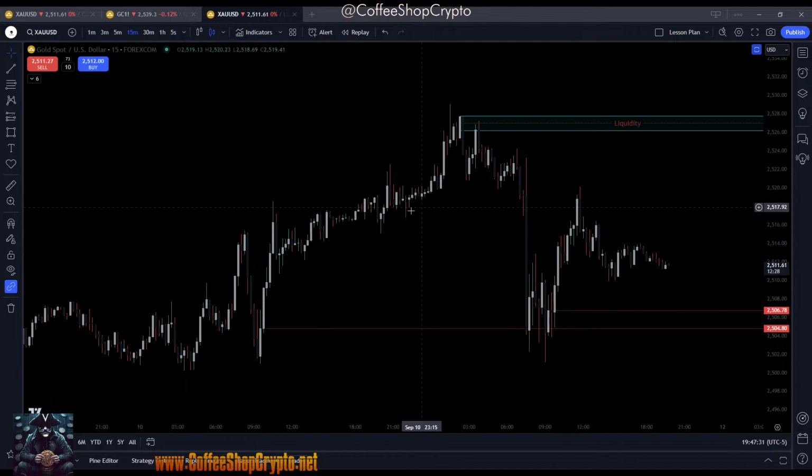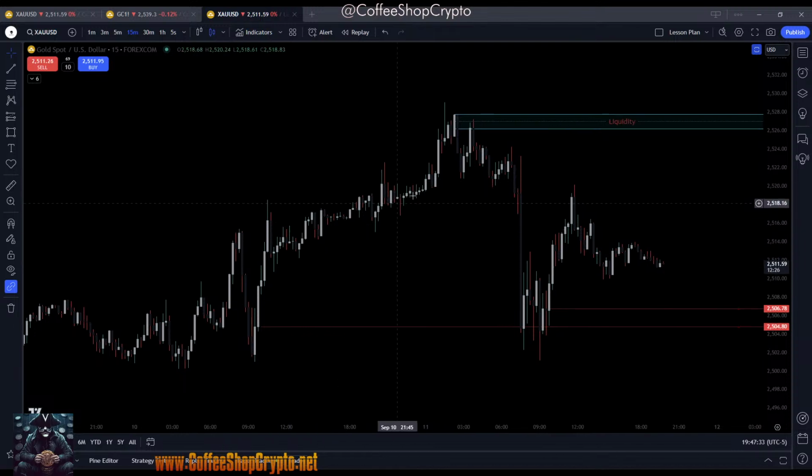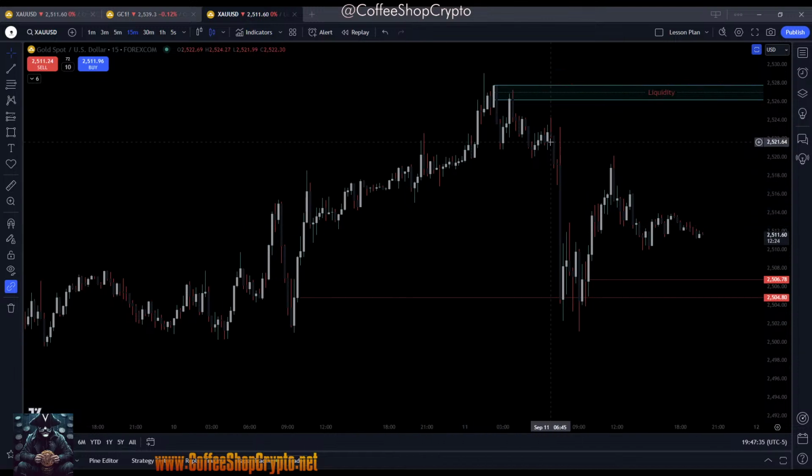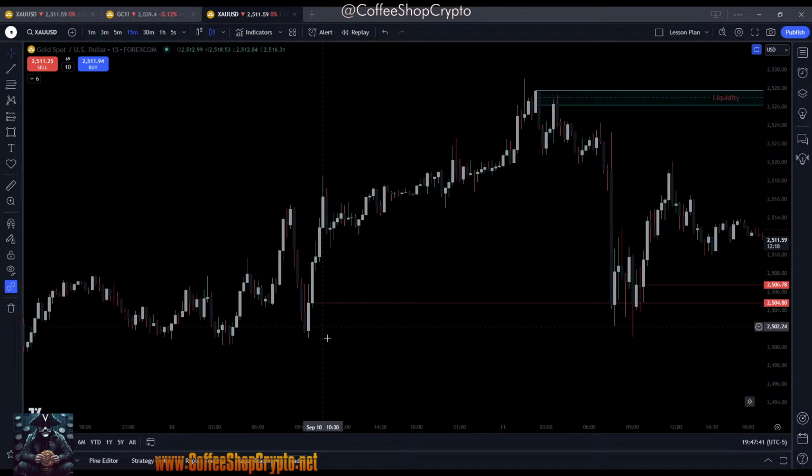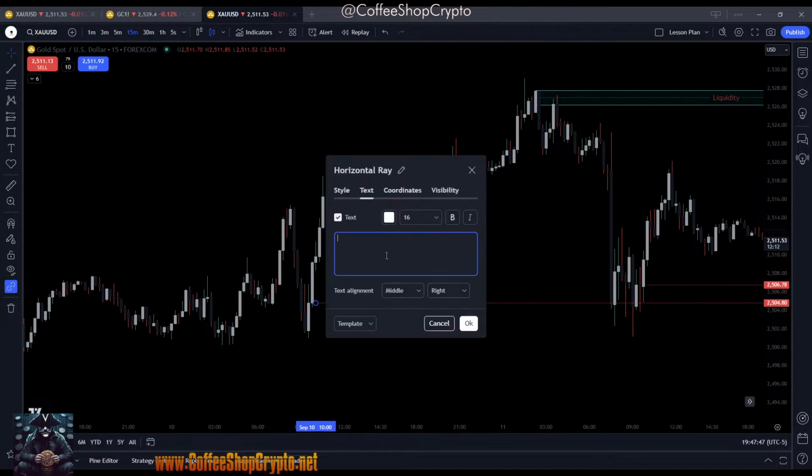I don't like any of this move. This is just nonsense right here. This is a liquidity sweep and an attempt. Okay, what do we have here? Yep, that's a nice one. This is a clean support level. All right, I'm going to go there.